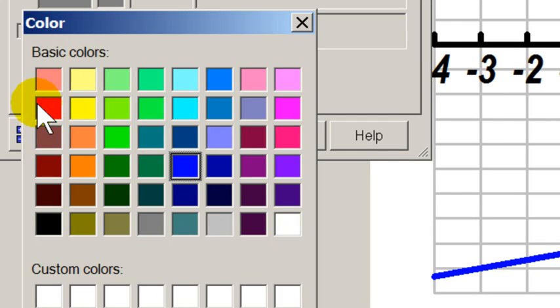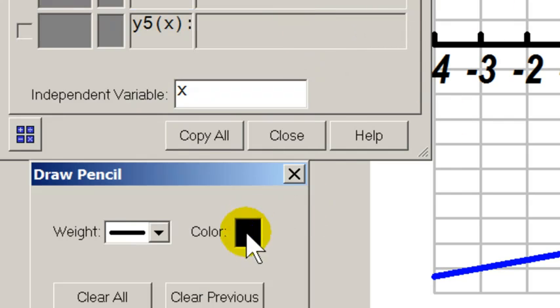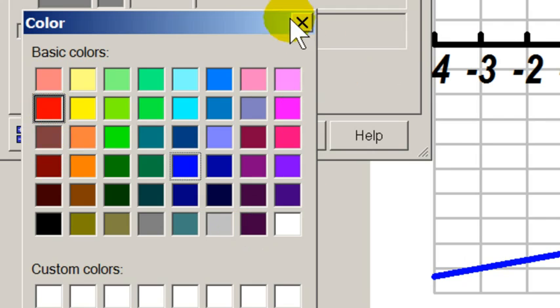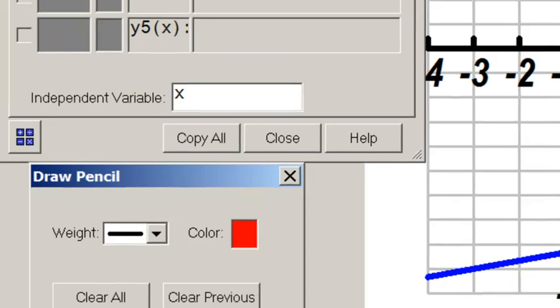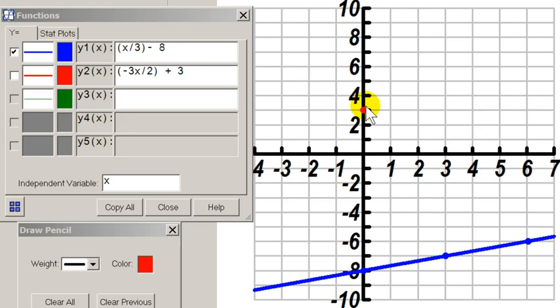We're going to plot 3 points, and we're going to first look at the b value for the second equation, which is positive 3. So start at the origin, go 3 units up and plot your first point, the y-intercept for the equation.